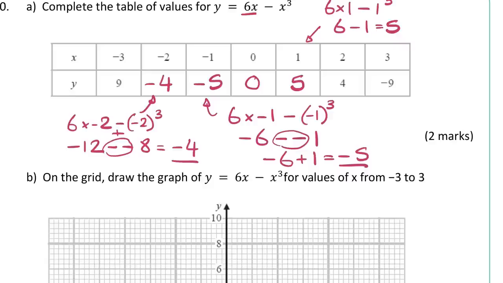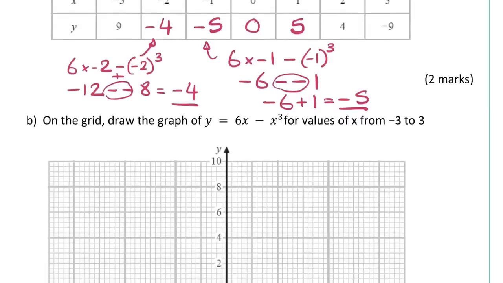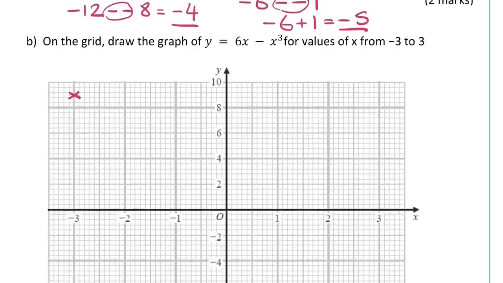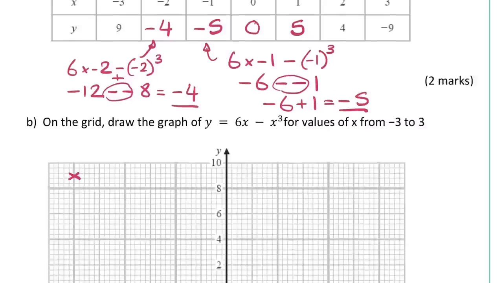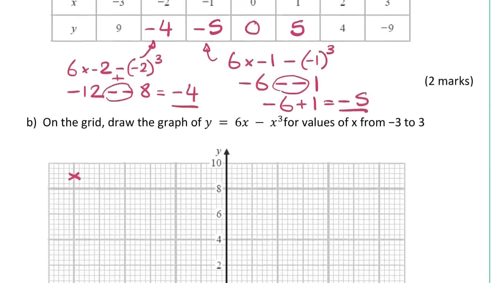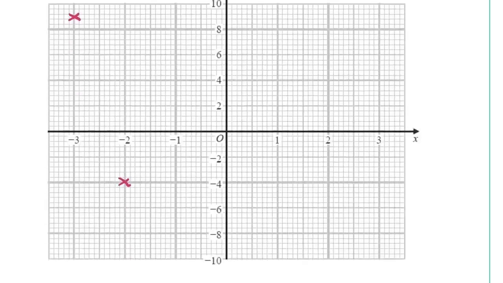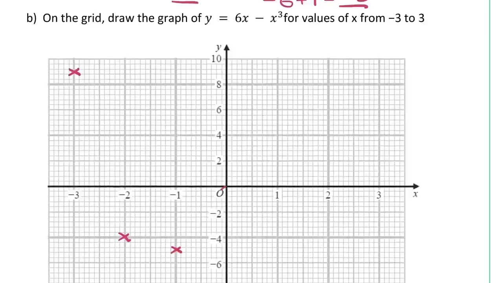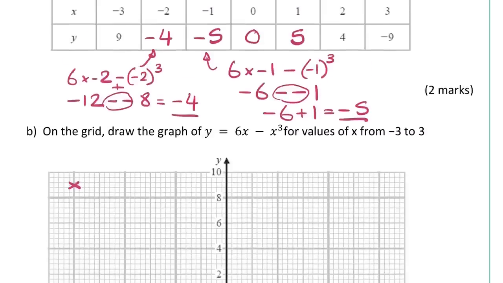Okay, so we need to plot these coordinates, and we need to plot them very carefully. We have negative 3 on the x-axis going to 9. Let's check that. Negative 3, 9 is up there between 8 and 10, so we'll do it as accurately as we can. We then have negative 2 to negative 4. That's going quite a big jump down. Right, so negative 2 down to negative 4 here. Negative 1 to negative 5. Just there. 0, 0. That's a nice one at least. 1, 5.